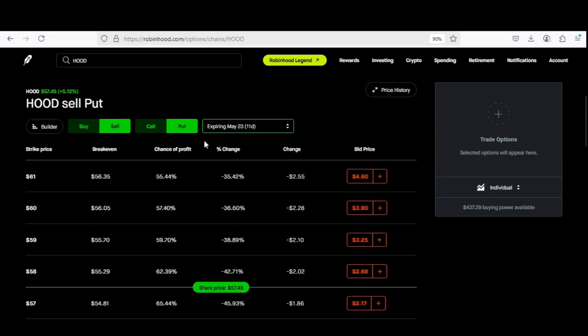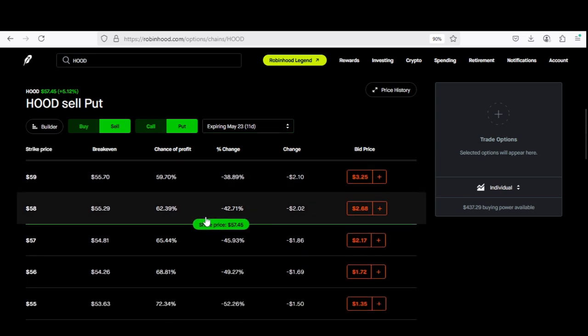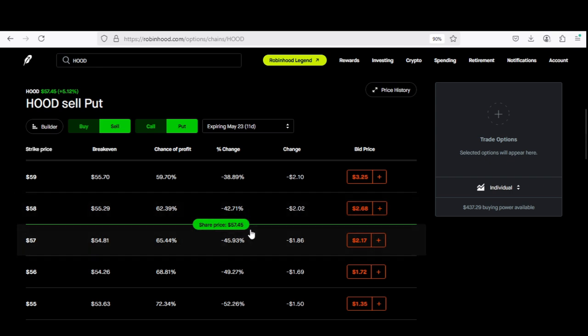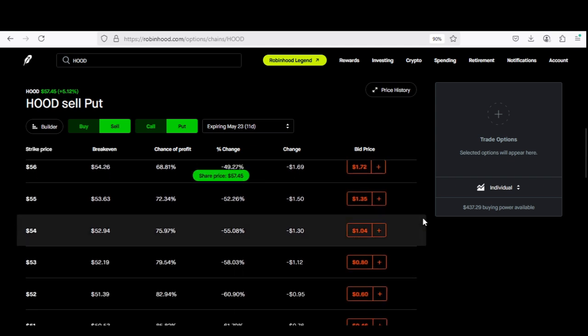Now, feel free to choose whatever strike date suits your fancy. The reason I'm choosing May 23rd is I want to do this trade every 2 weeks. Now we're going to go ahead and we're going to choose our strike price. The strike price we're going to be choosing is going to be below the 57.45 price that Robinhood is trading at right now. So if you're new to options trading, this is what you should do.